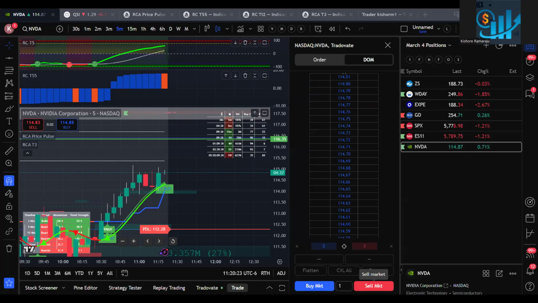Nvidia 115 call is around $3.7. NVIDIA 115 call with 3.7 for 37.